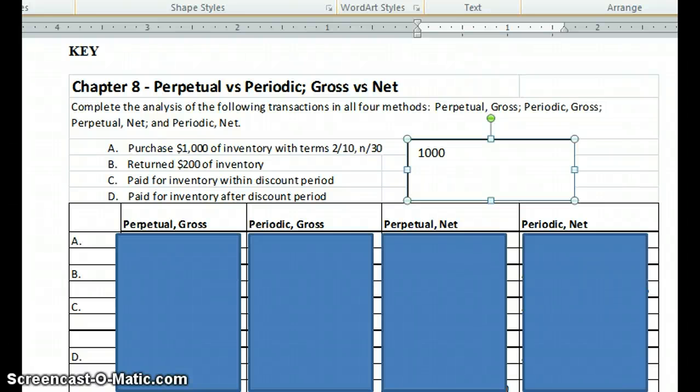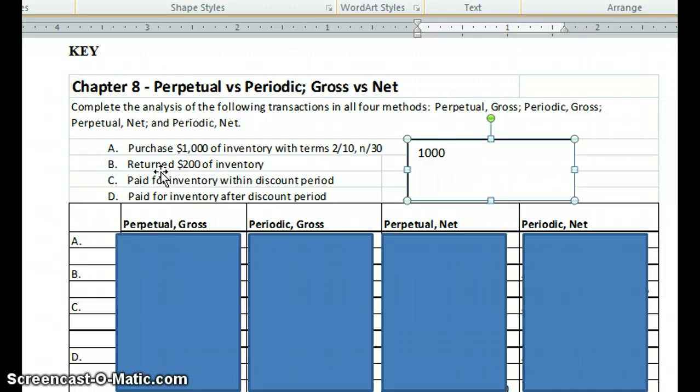All right, so now we're going to go through the problem here. So the first entry, you can follow along. This is in your packet. You purchase $1,000 of inventory with terms 2/10, n/30. So obviously, you've already covered what a discount is, 2% discount. If you pay within 10 days, the net amount is due in 30.